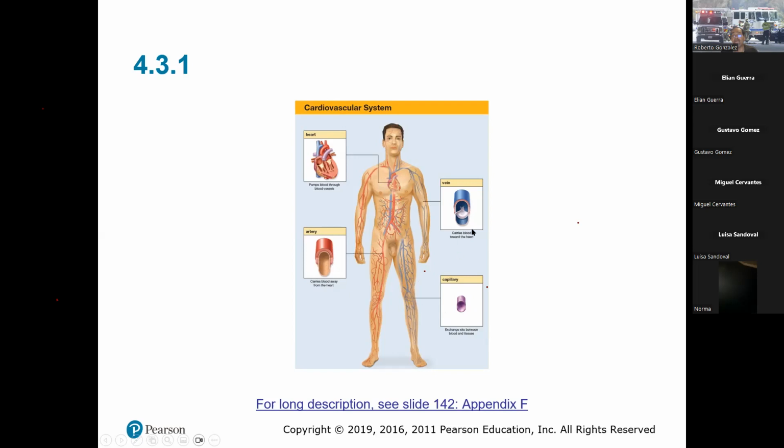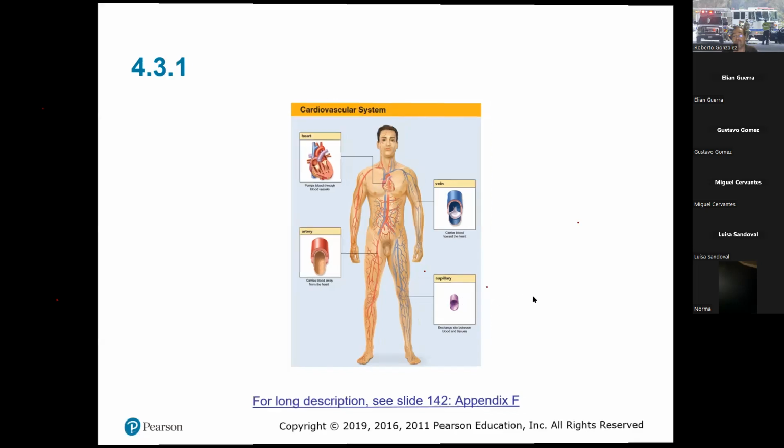The capillaries are in between the veins and the arteries. If you really think about it, they're very thin walled, so carbon dioxide, oxygen, and nutrients escape through the walls and go affect the cells that they're close to.